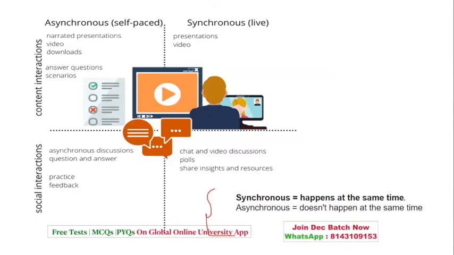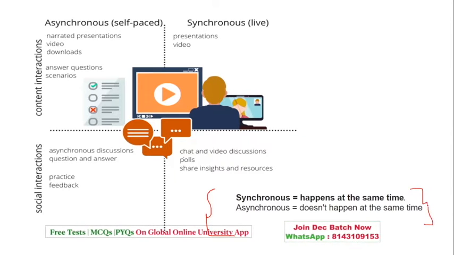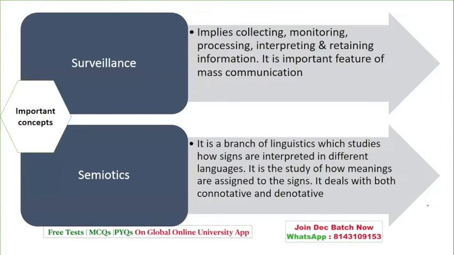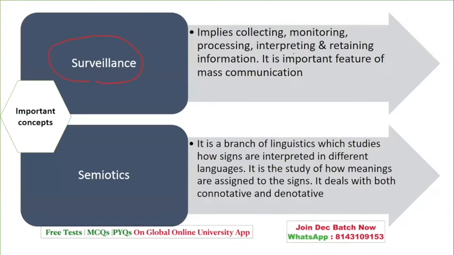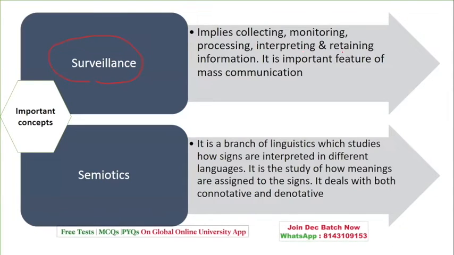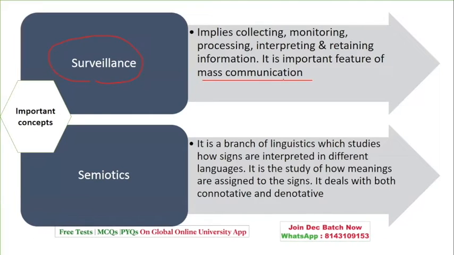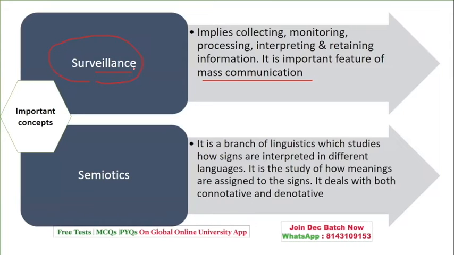Initially they were giving some direct questions. Nowadays they've again started with examples, so you should be aware of this. Now, these are the important terms which were seen in some papers. That is, surveillance is nothing but monitoring, processing, retaining the information. That is one of the important features of mass communication. That is surveillance. Surveillance means to keep a watch.